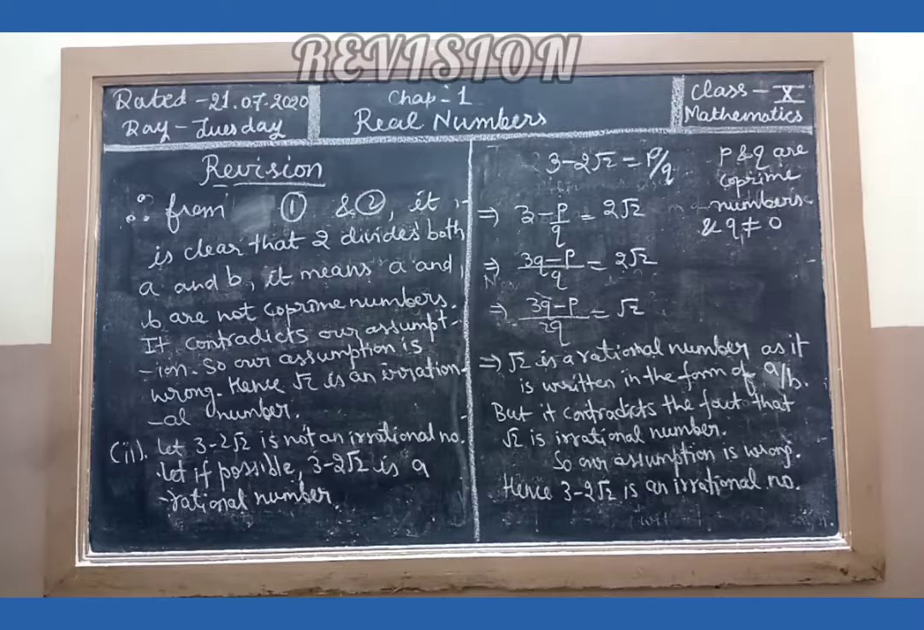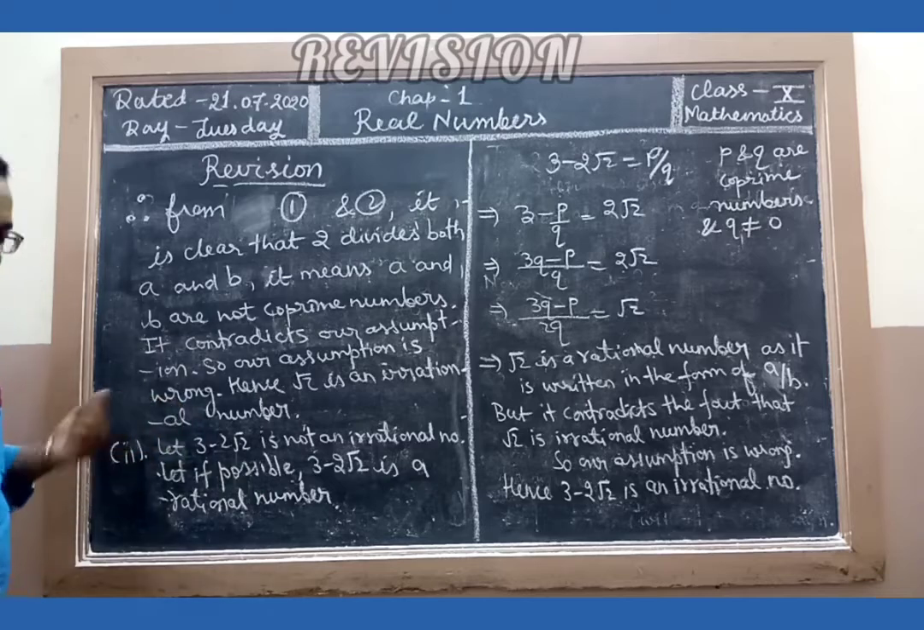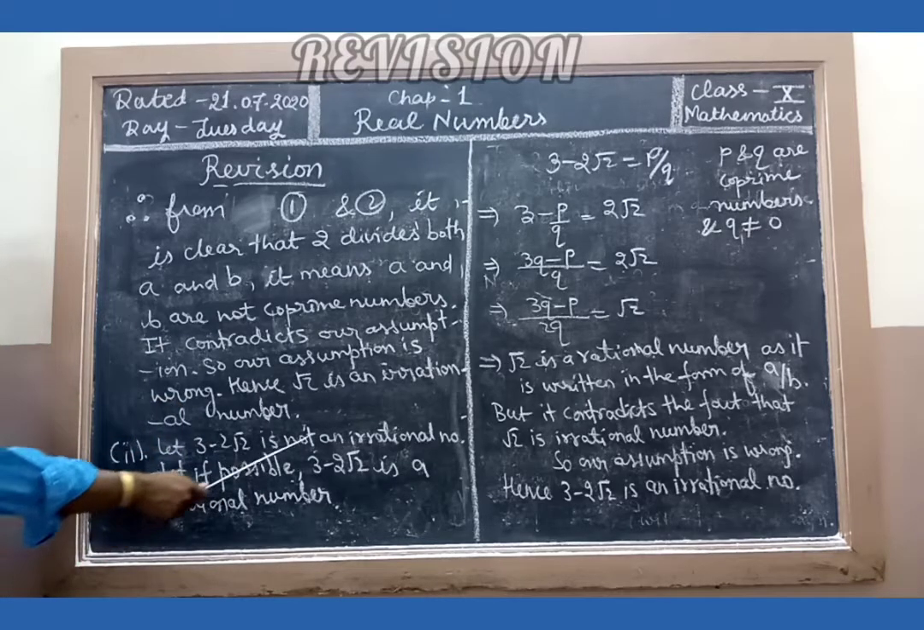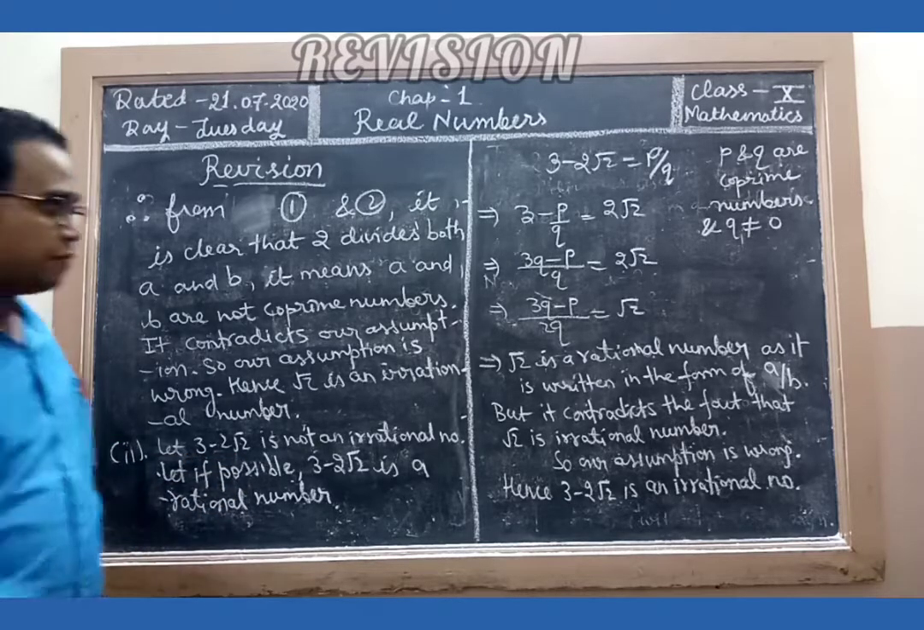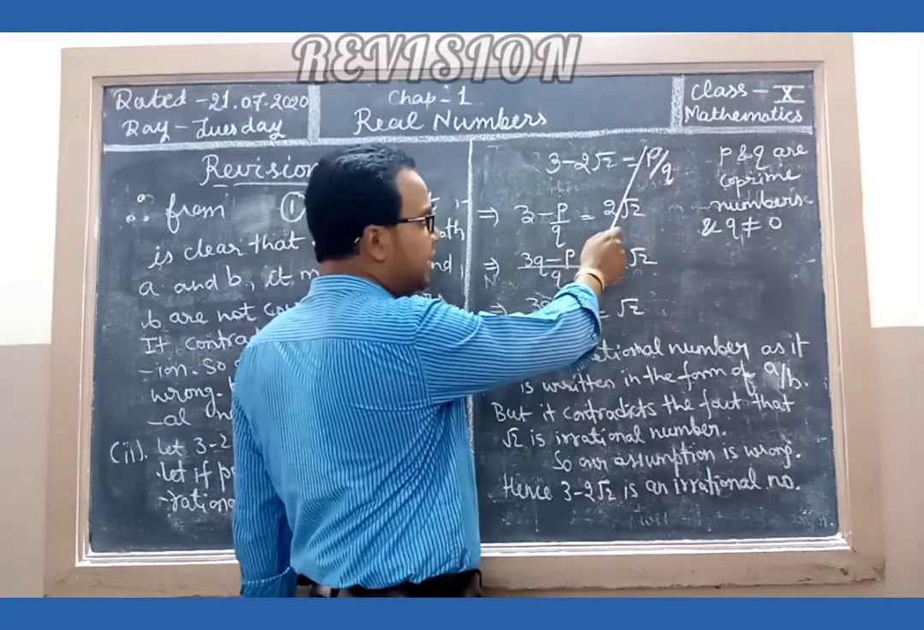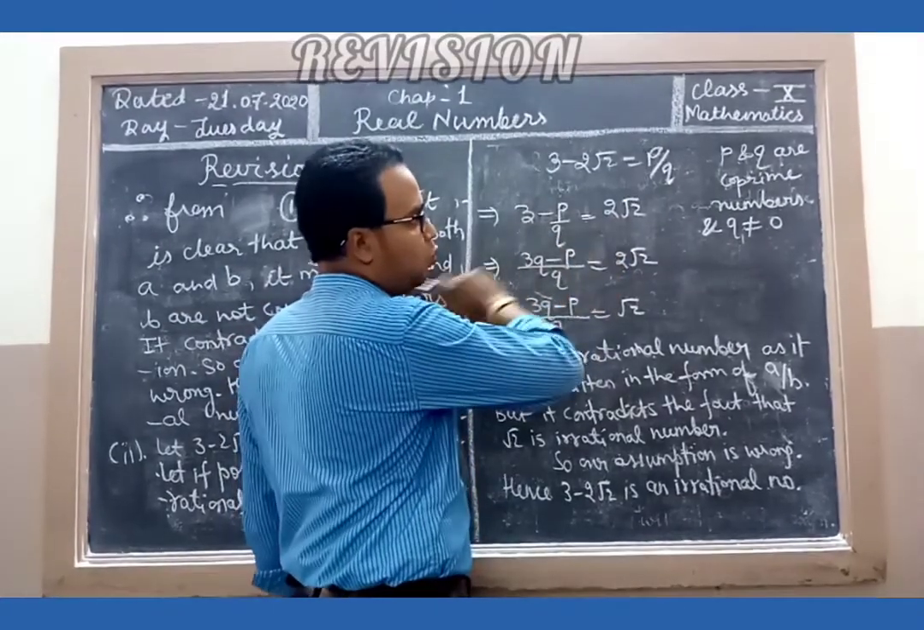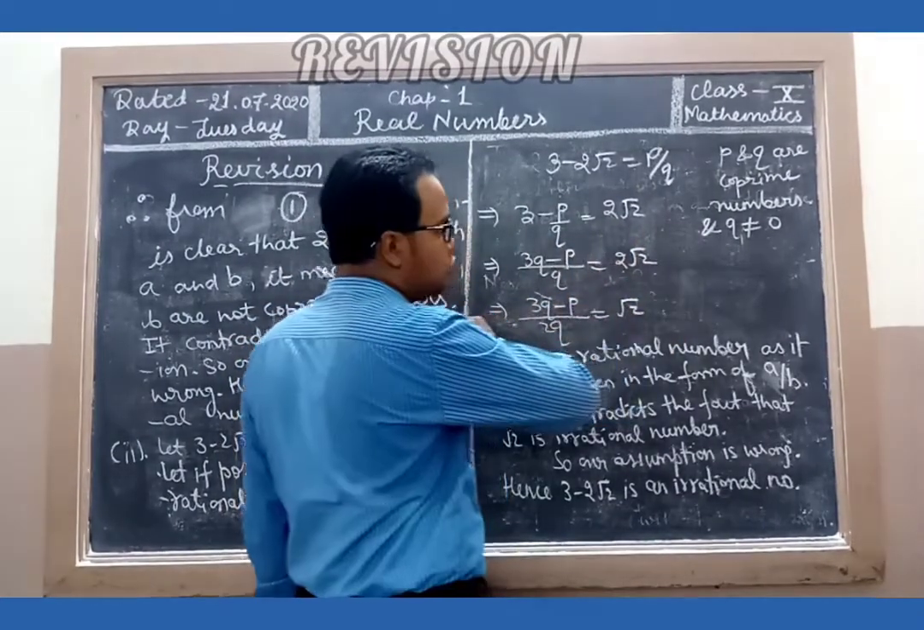Now student, second part. In the second part we have to prove 3 minus 2 root 2 is an irrational number. So again we use the contrary method. Let 3 minus 2 root 2 not be an irrational number. Let it be possible that 3 minus 2 root 2 is a rational number, so it can be of the form p by q. P and q are co-prime numbers, so q is not equal to 0.